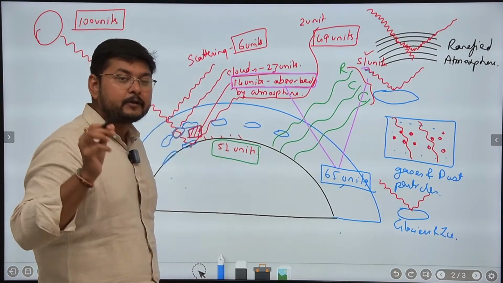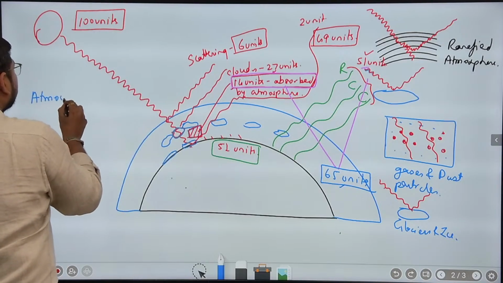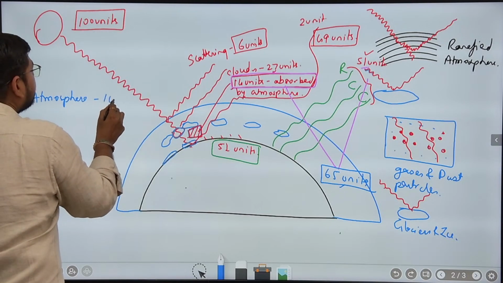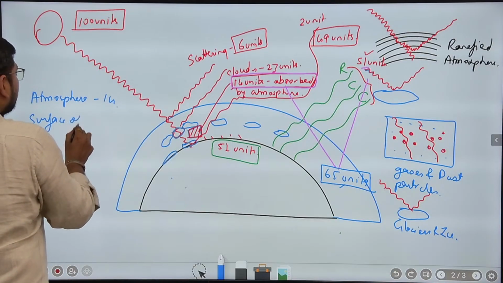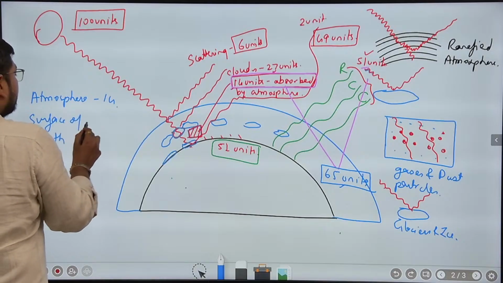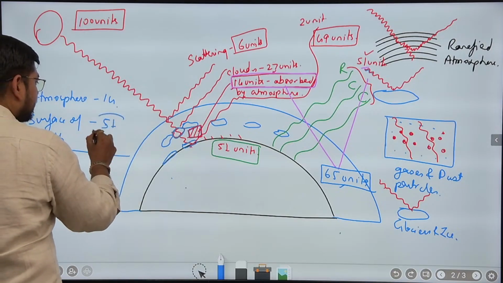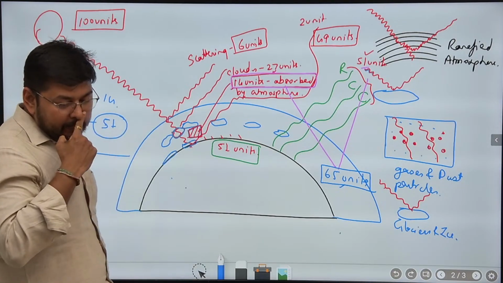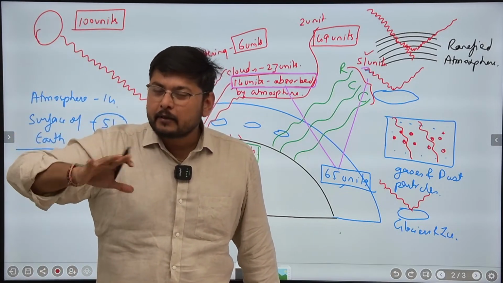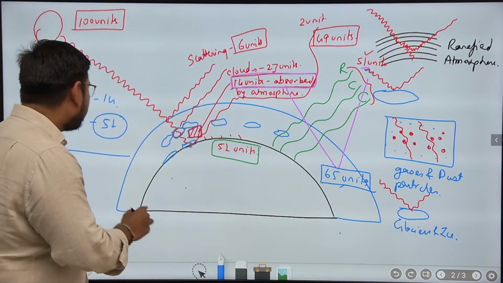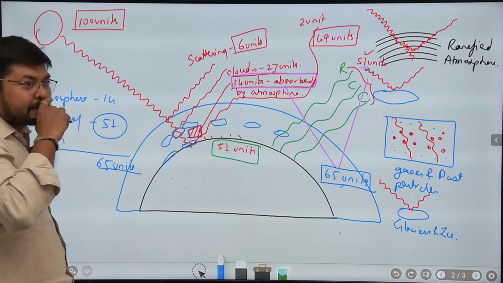So here we need to understand one part: the amount of energy by the atmosphere is 14 units. The amount of energy by the surface of Earth is 51 units. And the terrestrial radiation part is 51 units here. And the overall reflection back, the amount of energy which gets into a certain process and is reflecting back, is 65 units here. Okay, so this is 65 units.